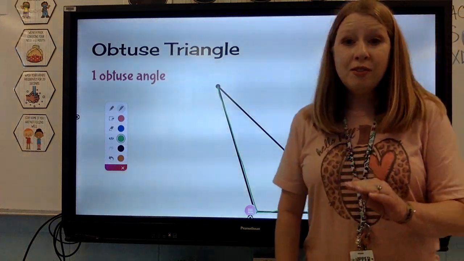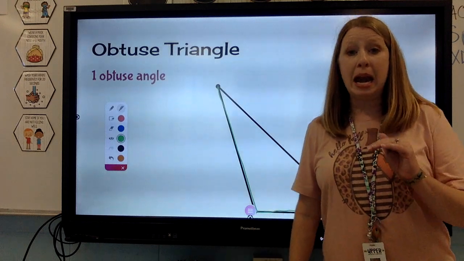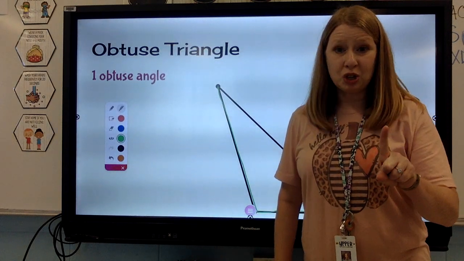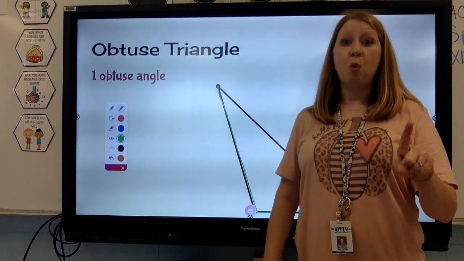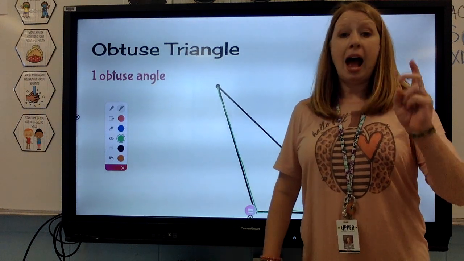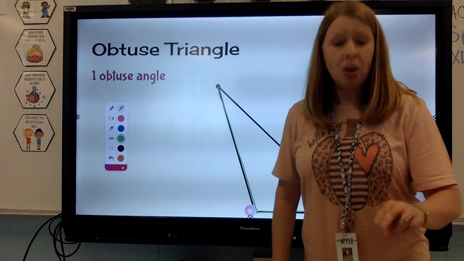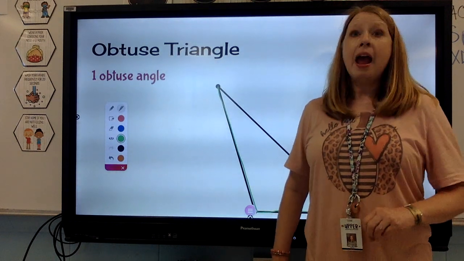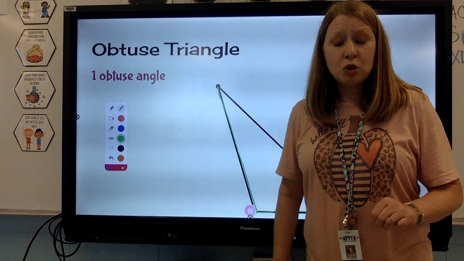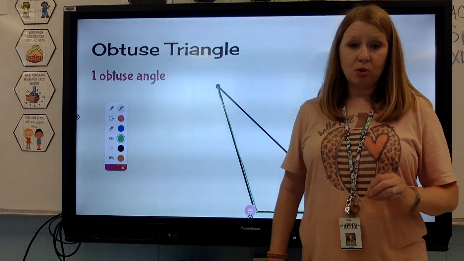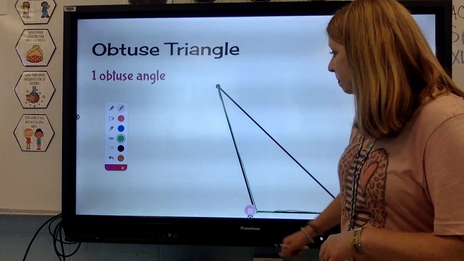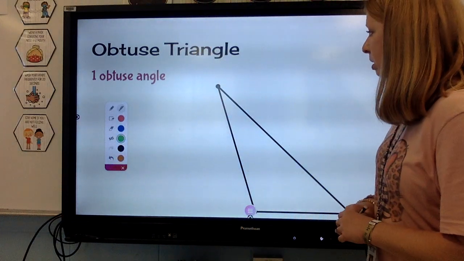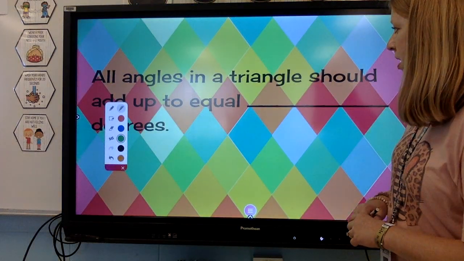Okay, so let's review very quickly. When I'm naming a triangle based upon its angles, I can have an obtuse triangle, which means that we have one obtuse angle in it. I can have a right triangle, and that triangle is going to have a right angle in it. And then finally, I have an acute triangle where all of the angles are acute. Now, let's see if we can do some examples.